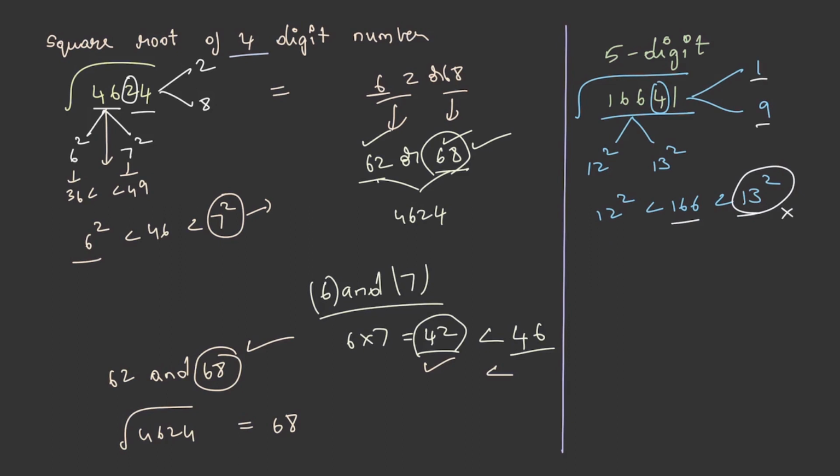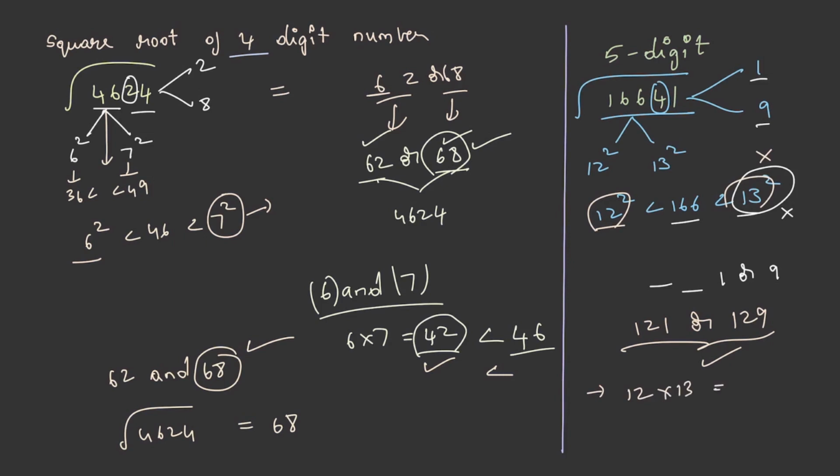We have already got the units place, that is it can be either 1 or 9. As 13 is not in our option, we have only 12. So it can be 121 or 129. Let's decide which of these is the correct option. For that, we need to take the product of 12 and 13. Product of 12 and 13 is equal to 156. And the number we have taken is 166. So it is less than 166.